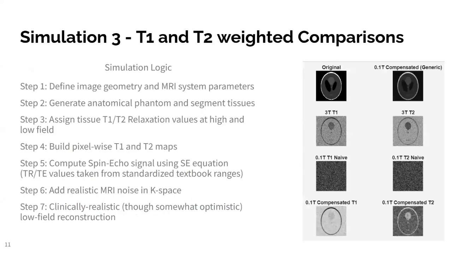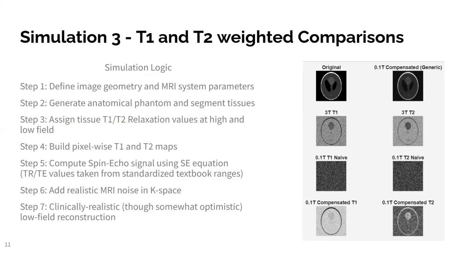So, for simulation 3, we compared the T1 and T2 weightings for the 3 Tesla and 0.1 Tesla cases. The simulation logic is as follows. First, I defined the image geometry and MRI system parameters, and then generated the anatomical phantom and segmented tissues. I used the same initializations from our simulation 1 to keep it consistent.